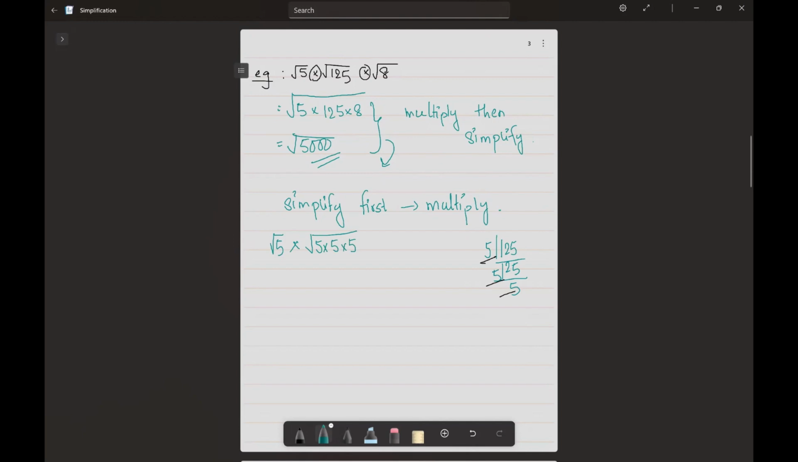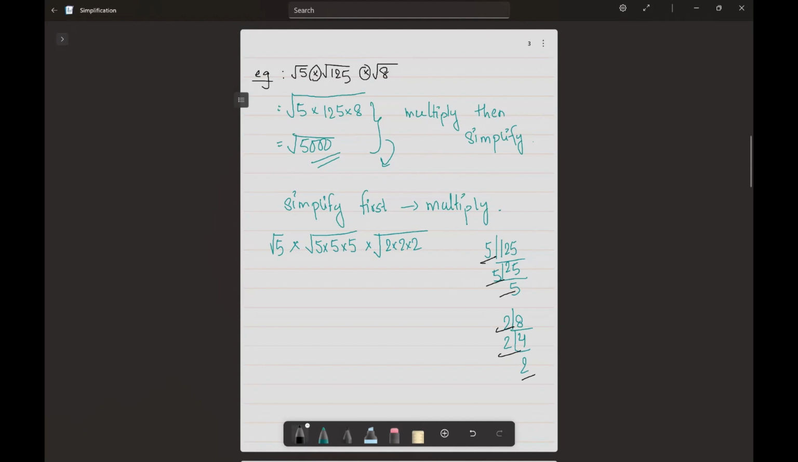And the next one is root 8. Now let's try to find out the factors that make up root 8. So for 8, we know it will definitely be divided by 2. So we get 4 in here, and then dividing by 2, we get that 8 is a product of 3 2s. So root over 2 into 2 into 2. Now for simplification, we know that for every two numbers, one number will come outside. So there is nothing to simplify in root 5.